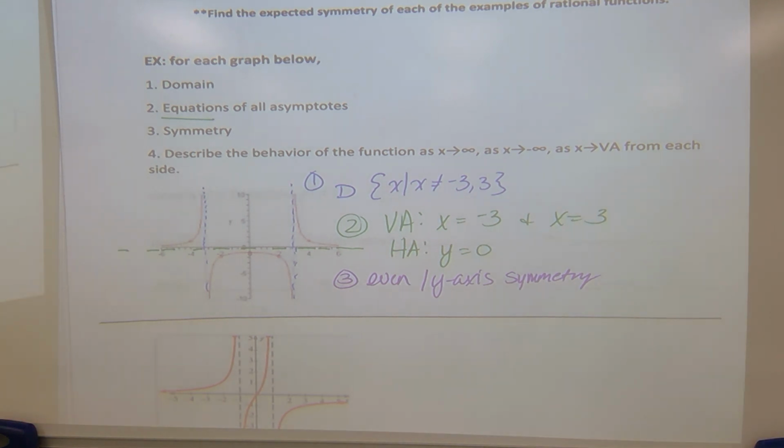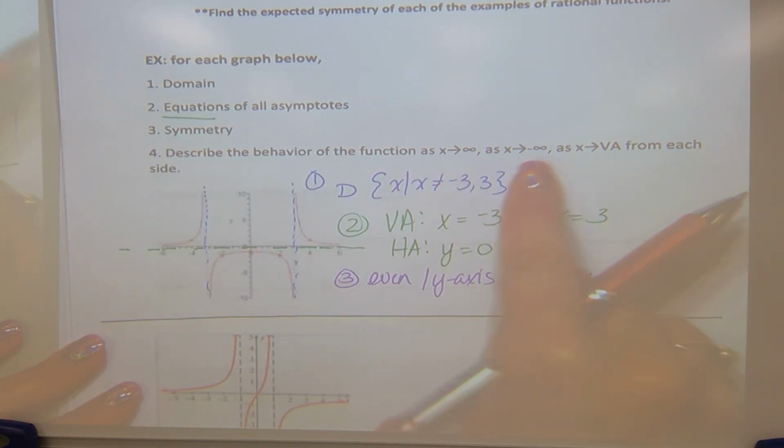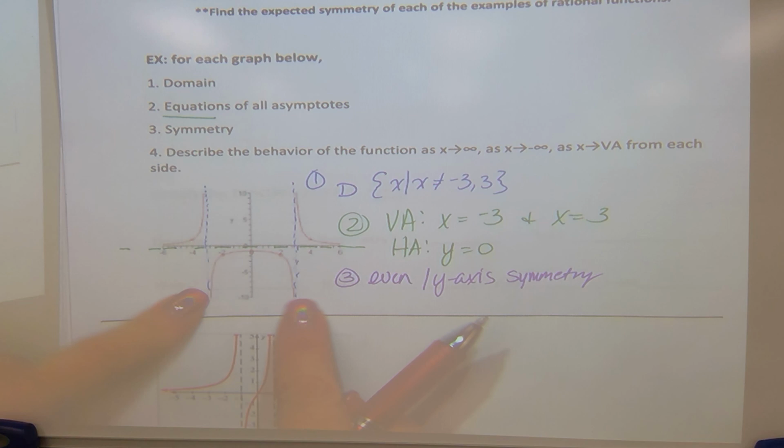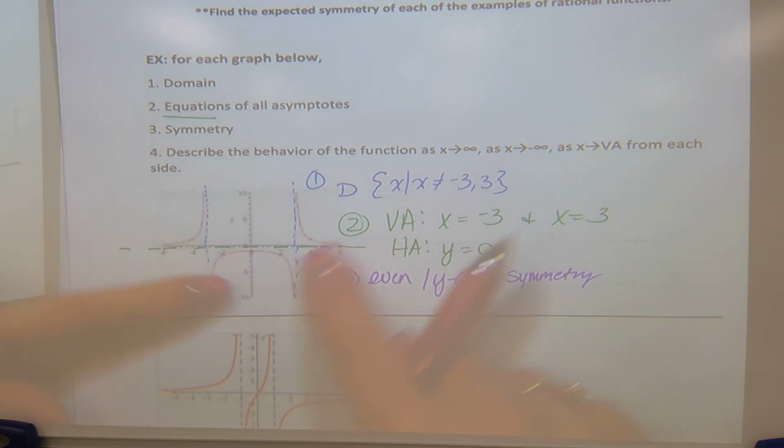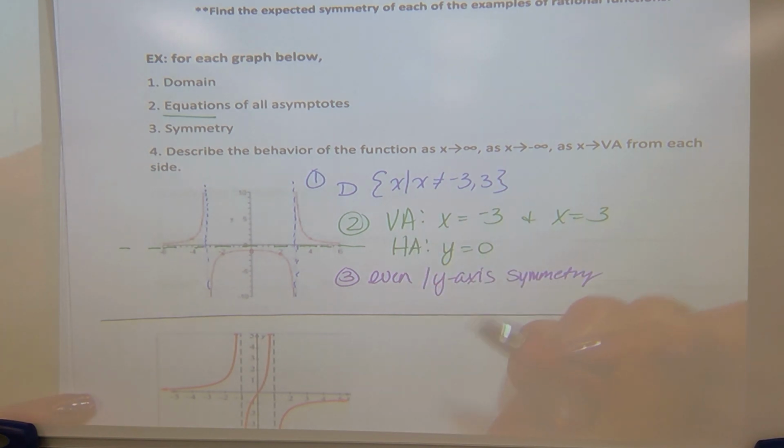My fourth question is kind of a big question. It asks me to describe the behavior as x approaches infinity and as x approaches those vertical asymptotes. So we've got two statements for this, positive and negative infinity. And then we've got two different vertical asymptotes, so we've got to come at those vertical asymptotes from both directions. Let's start by talking about what happens as x gets large.